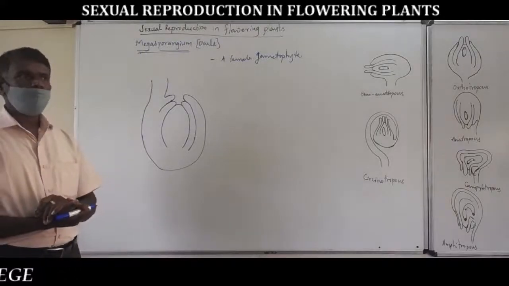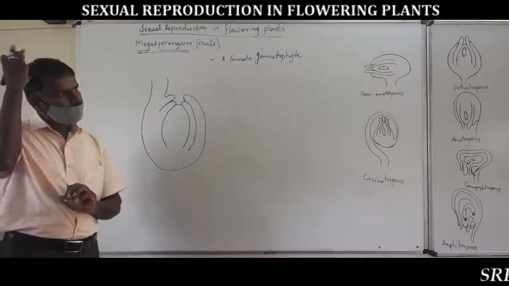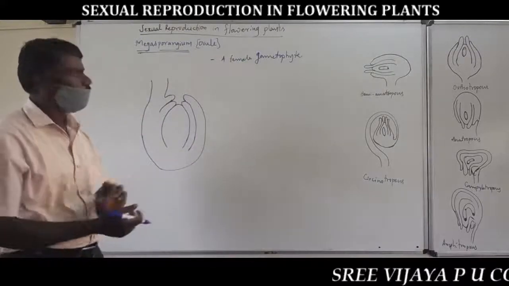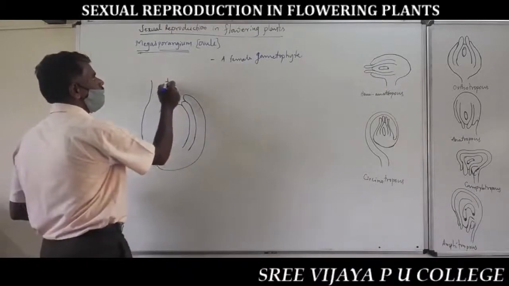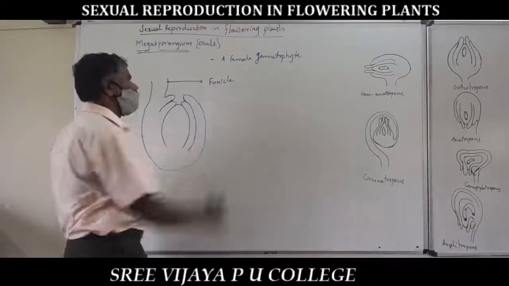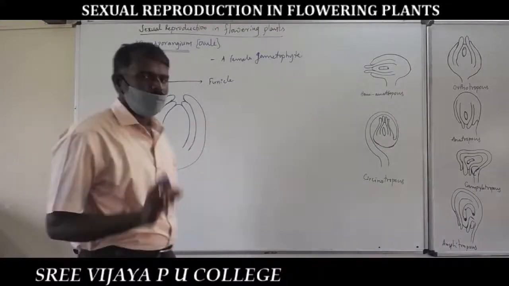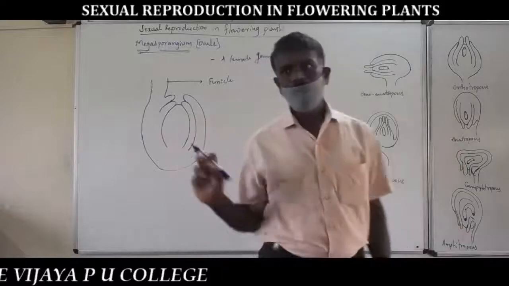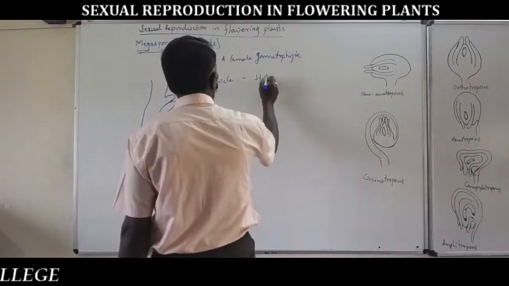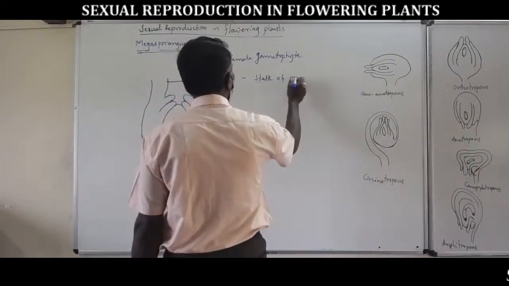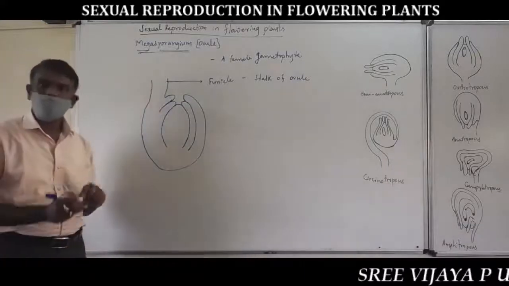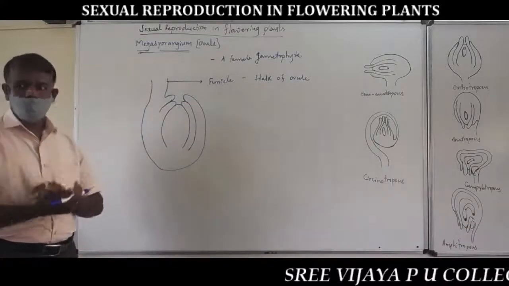Here, each and every megasporangium consists of certain important parts. Those are, first, the funicle. The funicle is the stalk of the ovule. This stalk originates from the placenta.